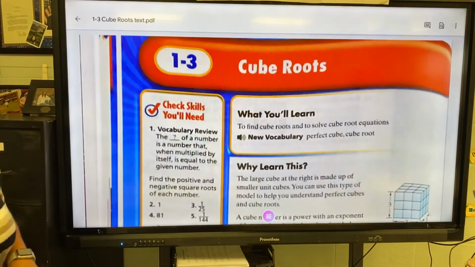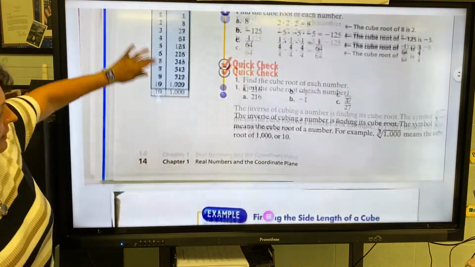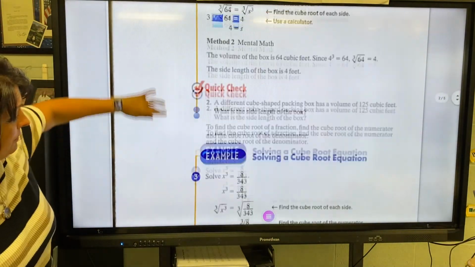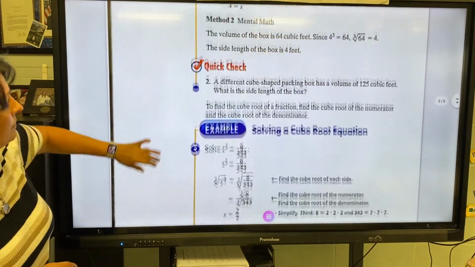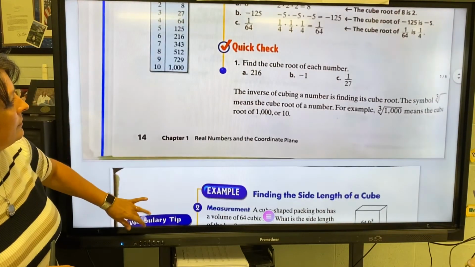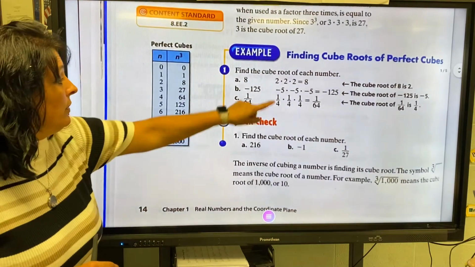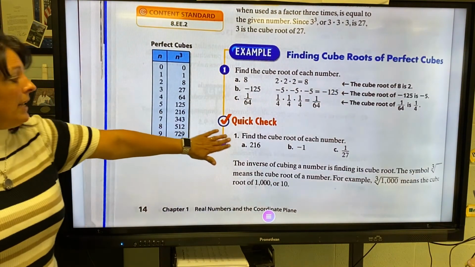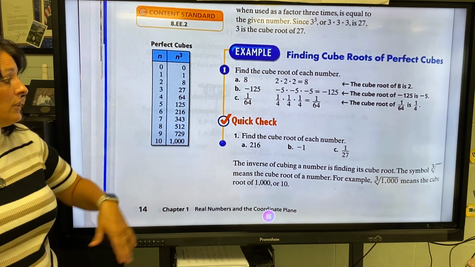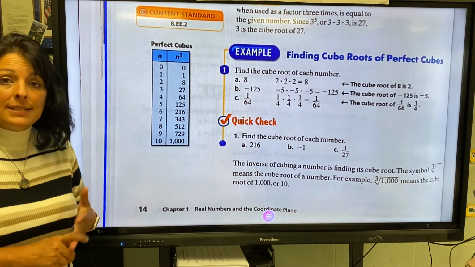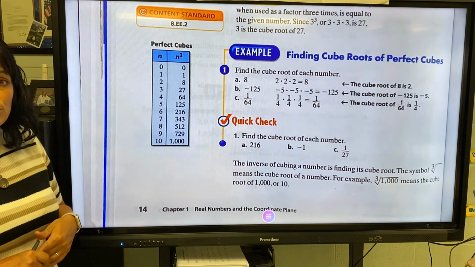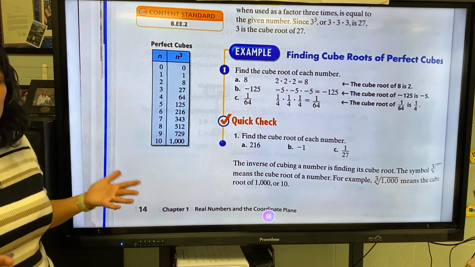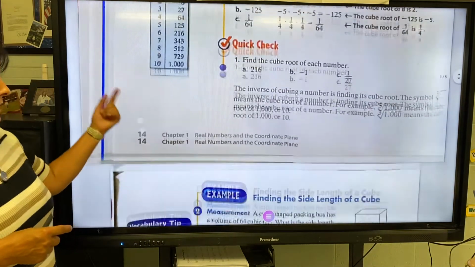You go ahead and try with, I think it had 1/64. All right, now go ahead and try quick check A, B, and C. Write your answers down, hit resume when you're ready to go, and we'll look at the next section.